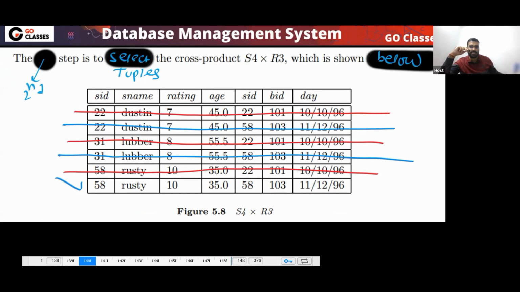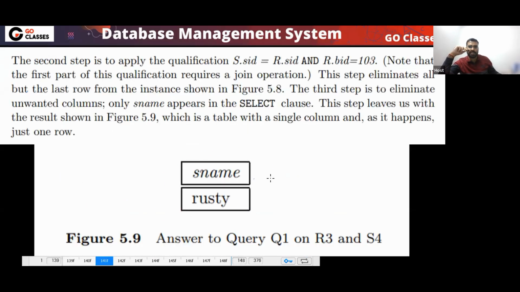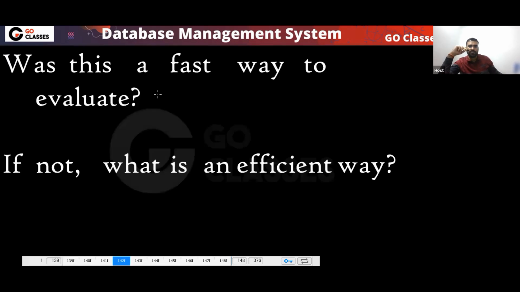And finally, what is the third step? You will select S name. So Rusty will come in the output. This is the conceptual evaluation. Was this a fast way to evaluate? The answer is no.